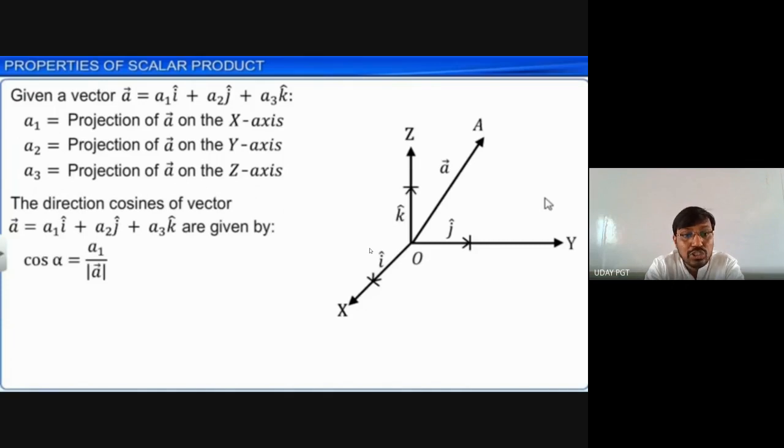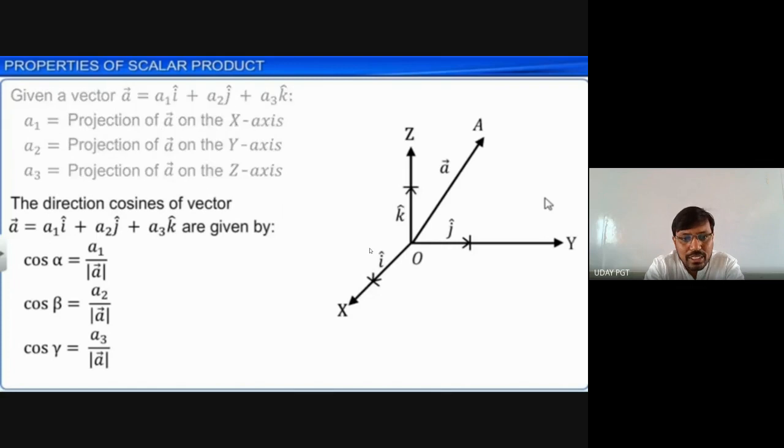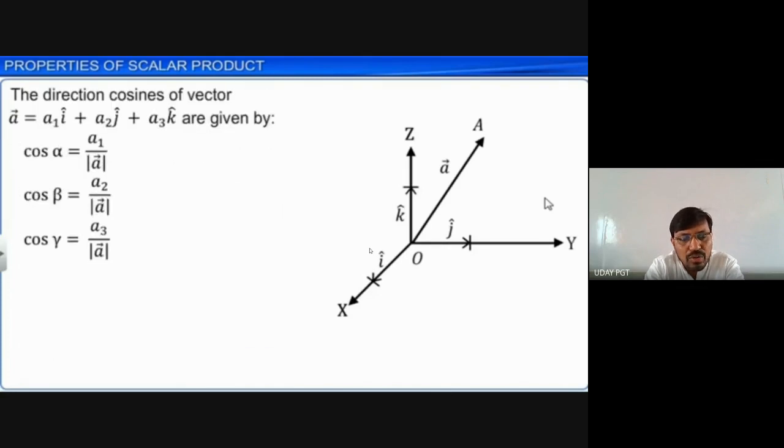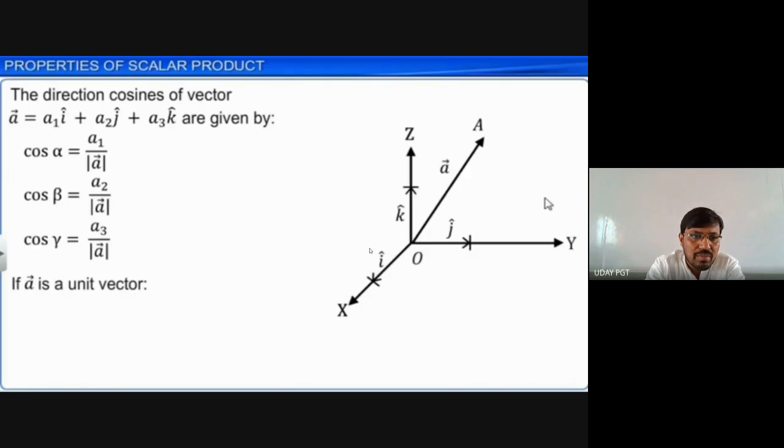So the direction cosines of this vector are given to you. Cos alpha is equal to A1 by magnitude of A vector, cos beta is A2 by magnitude of A vector, and cos gamma is nothing but A3 by magnitude of A vector. So this point you try to remember.